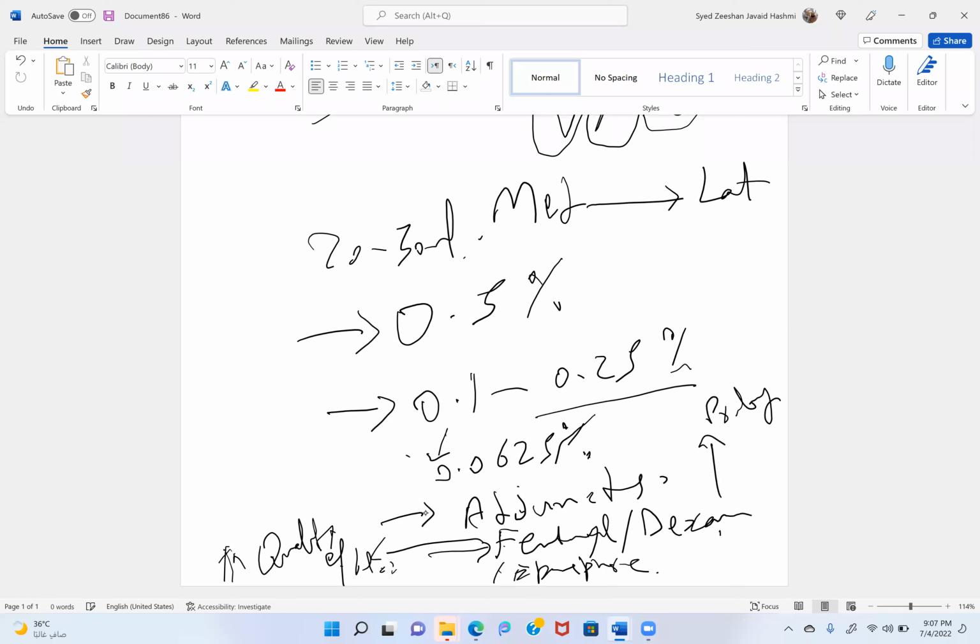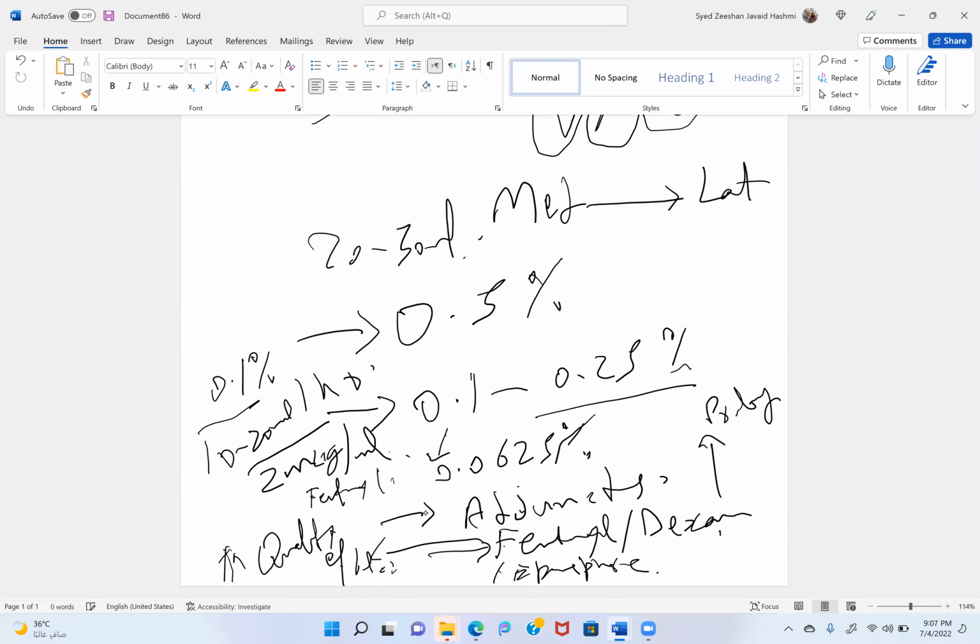So usually what we are giving is 0.1%. If you forget, usually 0.1%, and you are giving 10 to 20 ml per hour with 2 microgram per ml of fentanyl.